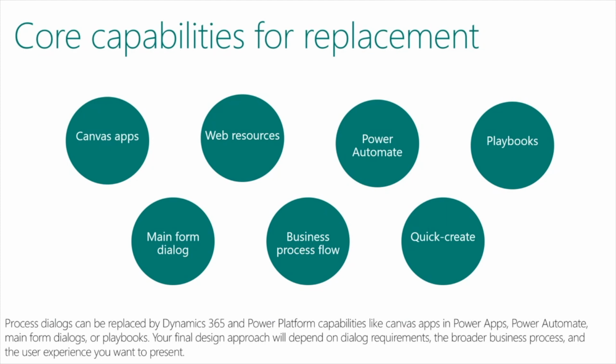And if we look at the core capabilities that we have today for replacement, we have a broader set of features and capabilities that you can use to replace your dialogs. So you can look at replacing them with some of the Dynamics 365 and Power Platform capabilities like Canvas apps and Power Apps, Power Automate, Main form dialog, which was recently introduced as part of the 2020 release Wave 1, or Playbooks. Really, the final decision will depend on the dialog requirement, the broader business process, and the user experience that you want to present.